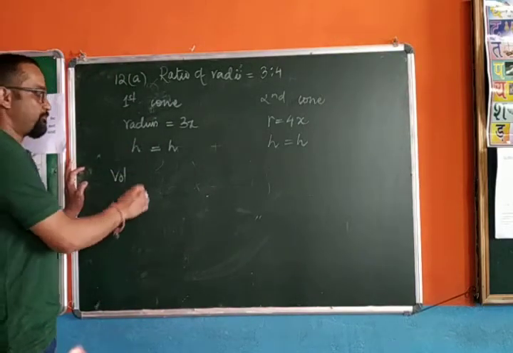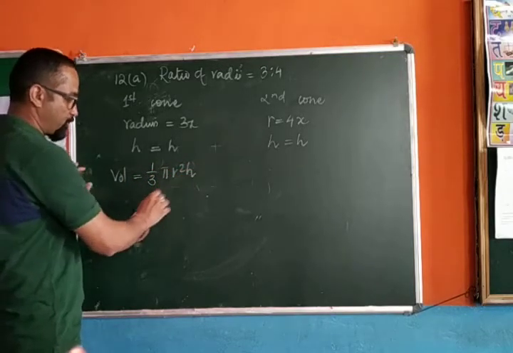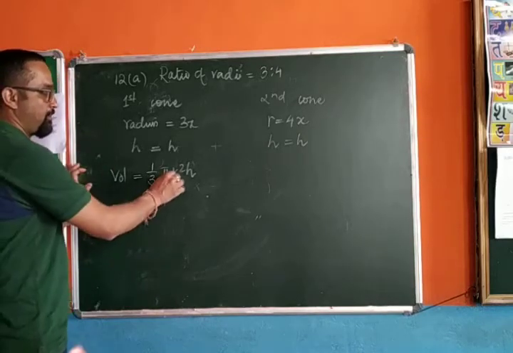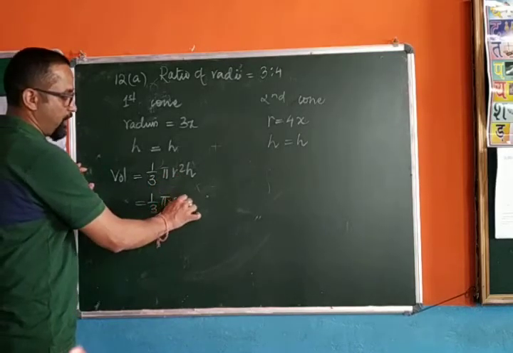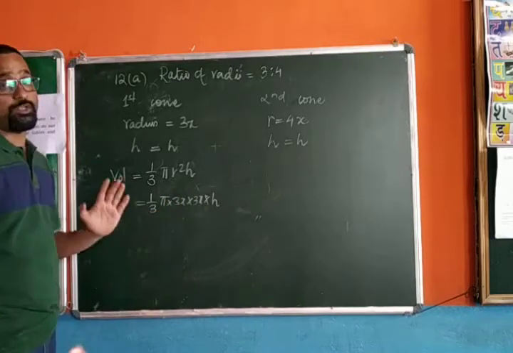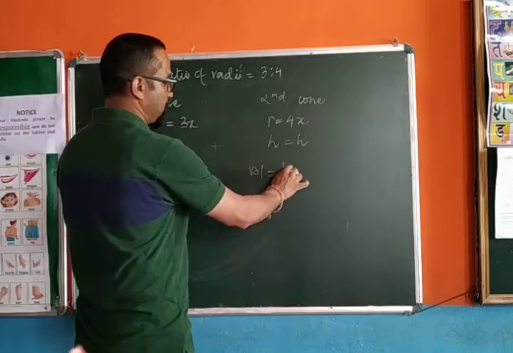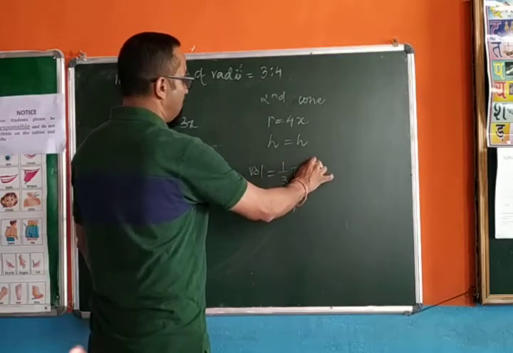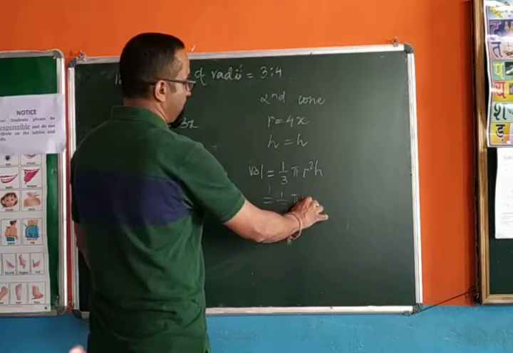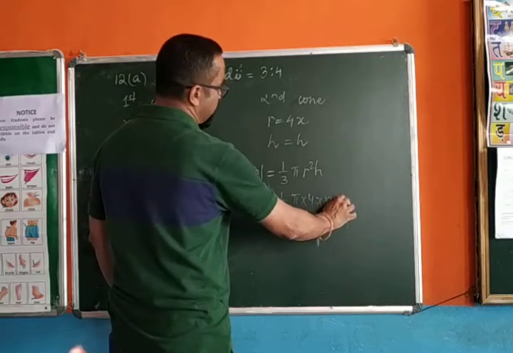Calculate the volume of the first one. 1/3 pi r square h. 1/3, keep pi as it is. Radius 3x multiplied by 3x into height. Leave it like this, you should not be simplifying it. Volume of the second cone, 1/3 pi r square h. 1/3 pi, radius is 4x into height.